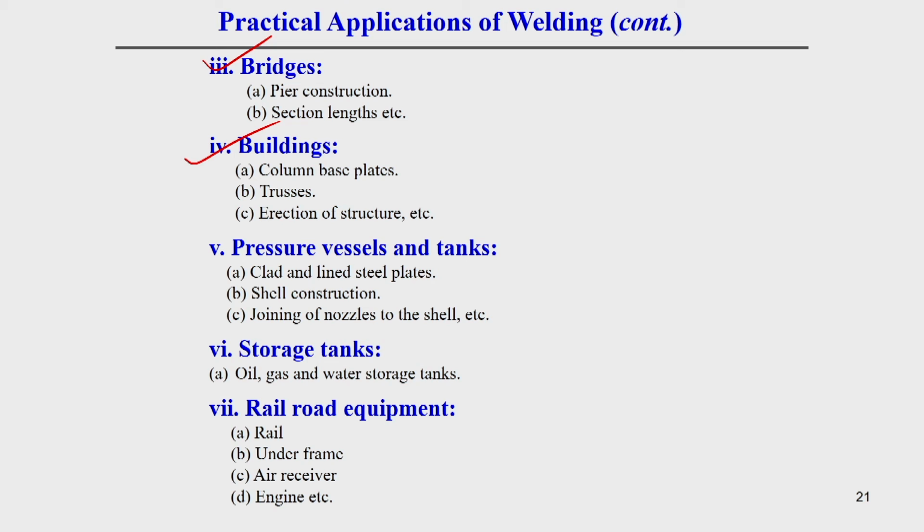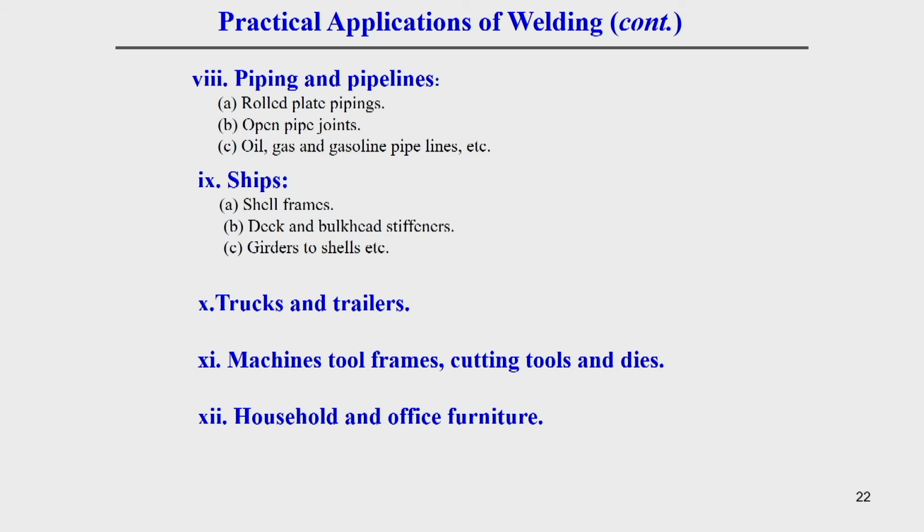In railroad equipment like rail, underframe, air receiver, engine, etc. Piping and pipelines like rolled plate piping, open pipe joint, oil, gas and gasoline pipelines, etc. In shipbuilding industry like shell frame, deck and bulkhead stiffeners, girders to shell, etc. Truck and trailer also there is a lot of application of welding process. Then machine tool frame, cutting tool and dies also it has a lot of application. Household and office furnitures also it has a lot of application.